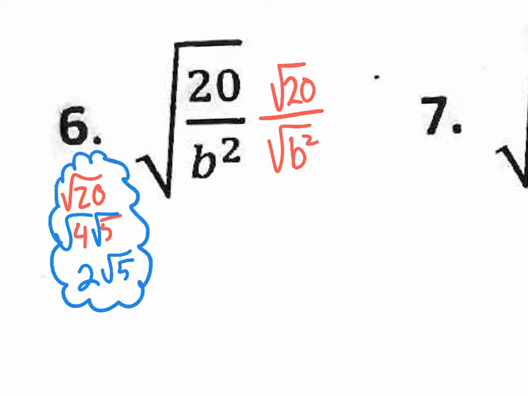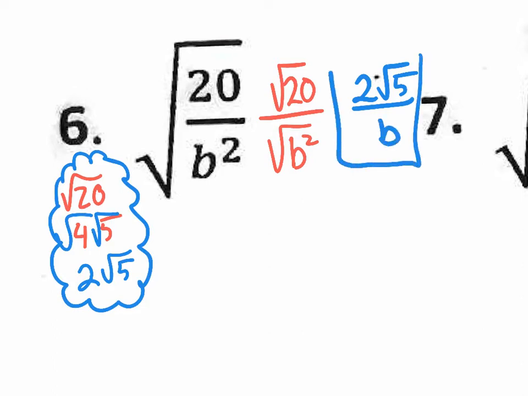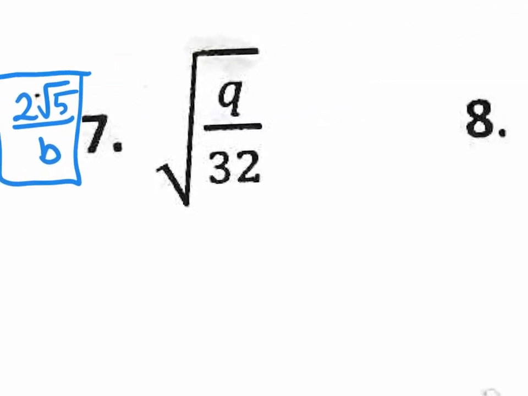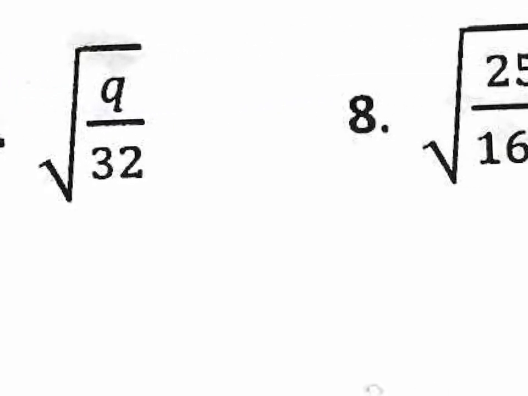So that's the numerator. On the top, I will have 2 square root of 5. Now on the bottom, we have the square root of b squared. What's that? B. That's just b. And guess what? We're done. There's nothing else to do. There is no radical in the denominator that you have to get rid of. It's done. We're done. Number 7, a little bit more entertaining.